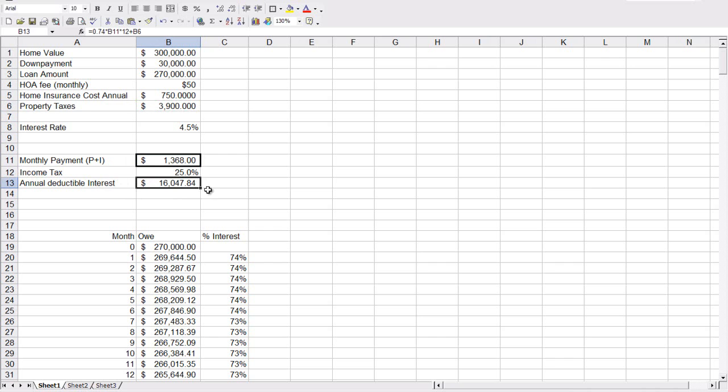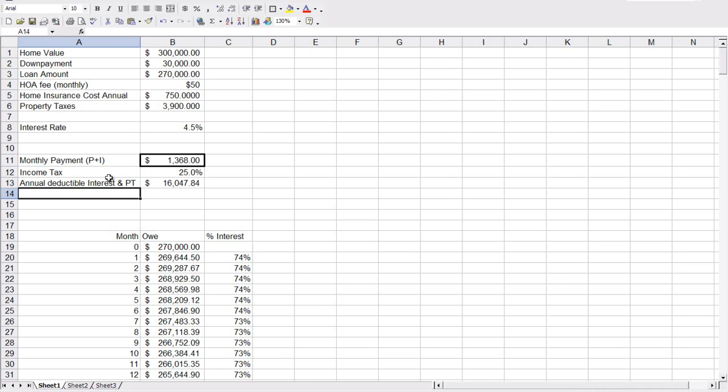Now what does that mean? Basically, if you multiply your income tax times your deductible interest and property taxes, money back, this is what you're going to get back every year. $4,000. Not bad, huh?